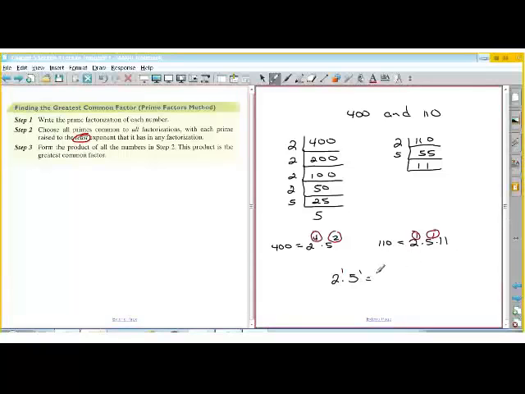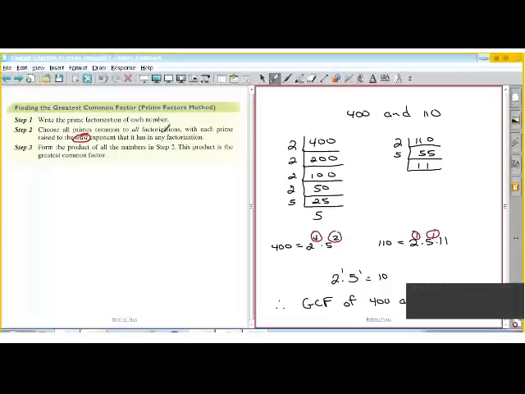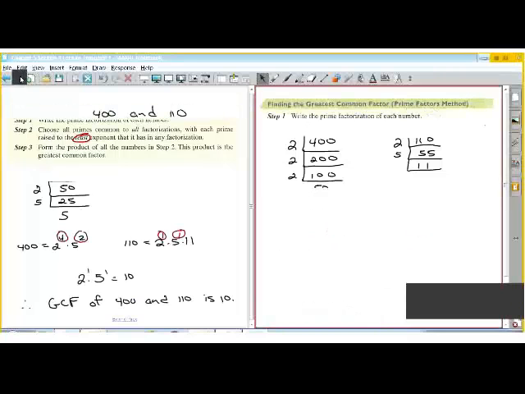And then it says form the product, which just means multiply them together, and you get 10. So therefore, the greatest common factor of 400 and 110 is 10. If I divide 400 by 10, I'll get 40, and if I divide 110 by 10, I'll get 11. So anyway, that's one method for doing it.